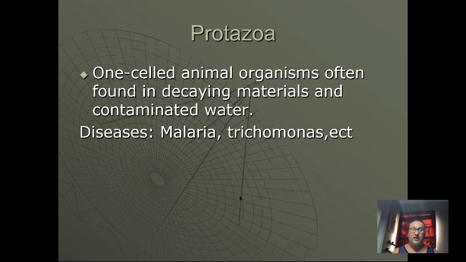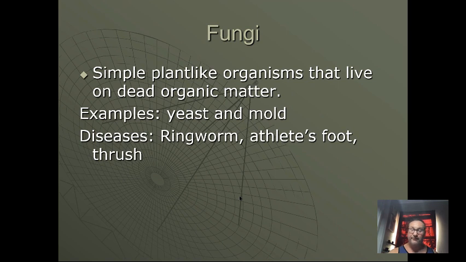All right, let's talk about the protozoa. These are one-celled animal organisms often found in decaying matter and contaminated water. Examples of this are malaria and trichomonas. We don't really see a lot of this in our countries because our water systems are so developed that it's filtered out. Maybe in a third world country this may be an issue, but protozoa are found in decaying matter and contaminated water.